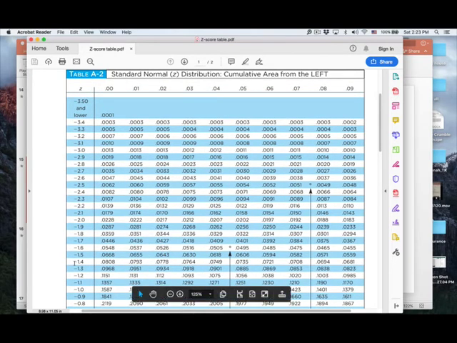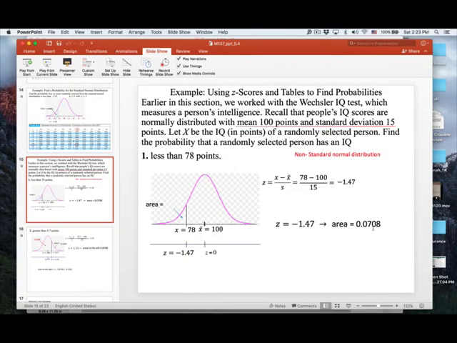Okay, let me show you one more time. Negative 1.4 is going to be here. Negative 1.47, so that will be 0.07 here. So you should find this number, 0.0708. Okay, 0.0708. The area we always want to 4 decimal places. For the z-score, normally we want 1 to 2 decimal places.